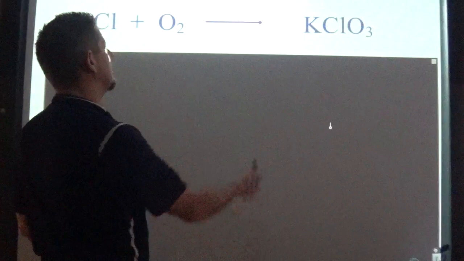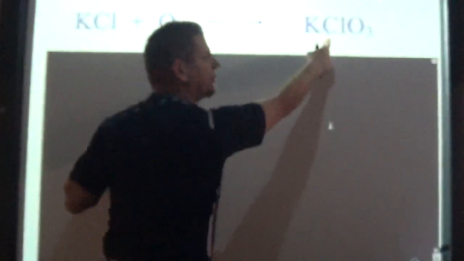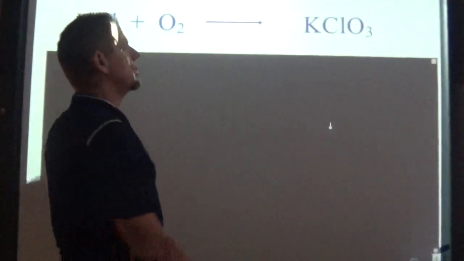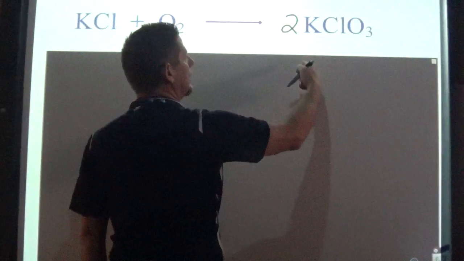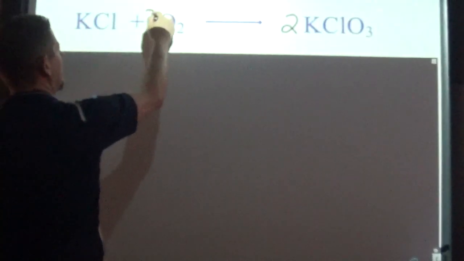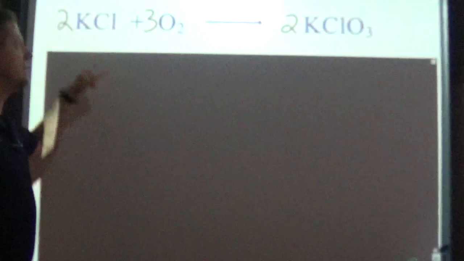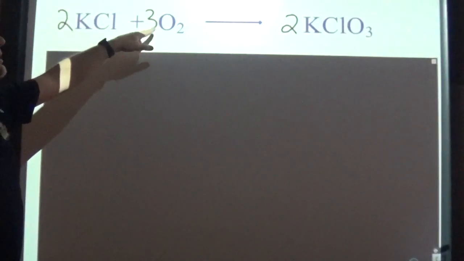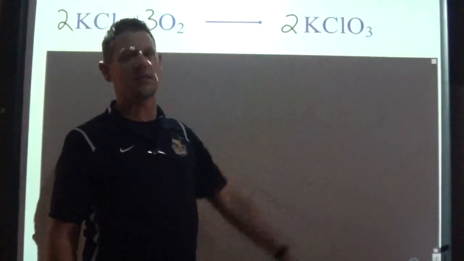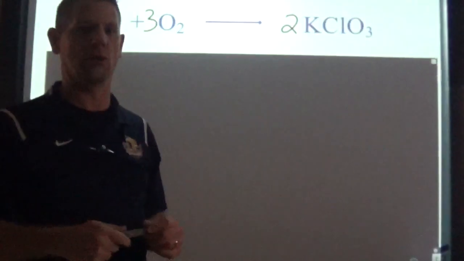As you start to look at this, you wonder, what's going to happen there? Anything I do to KClO3, I'm going to have to do to KCl because they have the same chemicals with them. So if I multiply this by 2 in order to get 6 oxygens, then I need to multiply this by 3 to get 6 oxygens. But it also multiplies the KCl by 2. And so our balanced equation is 2 KCl plus 3 O2 forms 2 KClO3. Right? The lowest whole number ratio is what you have to do.